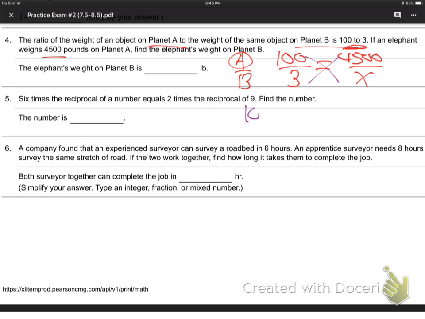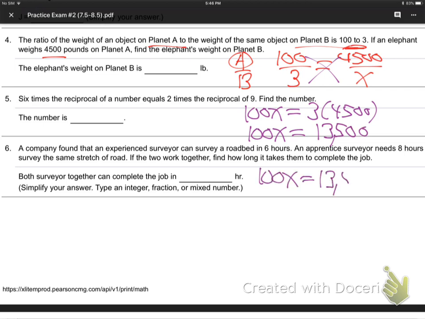Diagonal, diagonal. 100 times X is 3 times 4,500. That means 100X is whatever 3 times 4,500 is. It's going to be 13,500. Bring it down here. How do we finish solving for x? Divide by 100. So then x equals, these zeros cancel, 135. So the elephant would only weigh 135 pounds on that planet.